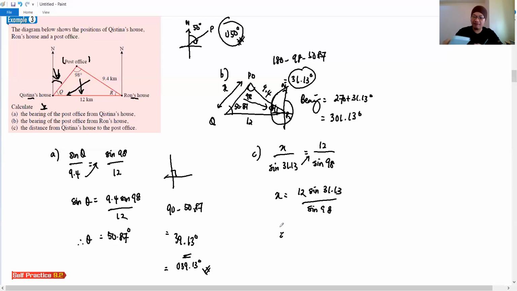Then straight away you got the final answer. So 12 sine 31.13 over sine 98. Therefore, this is your answer. Now you round off. 6 point something. So the answer here is 6.2647. I round off to 4 decimal places. Okay. So guys, that's all for example 3.